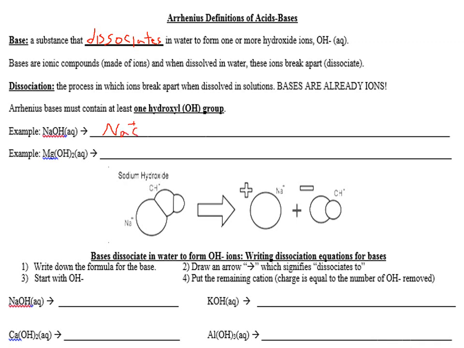So for example, NaOH will become Na plus aq plus OH minus aq, and the same idea, the charges need to balance out. Now for acids I did one H at a time, but for bases you could just dissociate the entire base. So for example here I have Mg 2 plus aq plus 2 OH minus aq. So you can dissociate the entire base and just make sure it's balanced in the end.